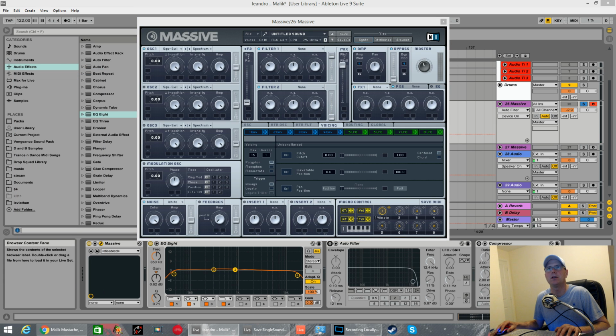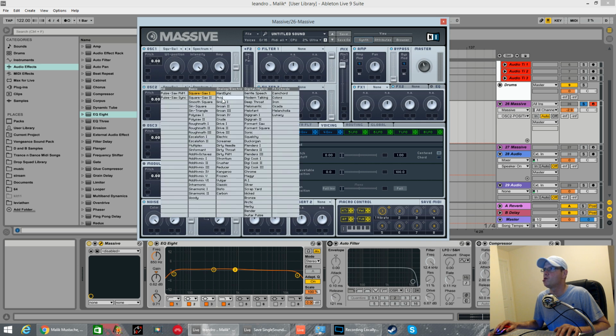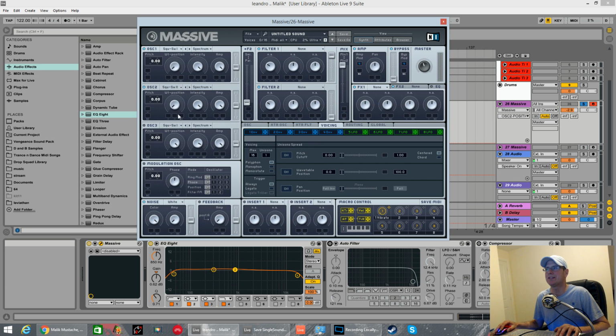So, what do we got? 2 square waves. Oscillator 1 and 2 are both a square wave. Square Saw 2 is Oscillator 2, and it's actually a bit of a blend. No, I'm lying, it's not. I did have an oscillator on that, but I didn't use it. So I was right the first time. They're both square waves, both down an octave, -12 on each one.